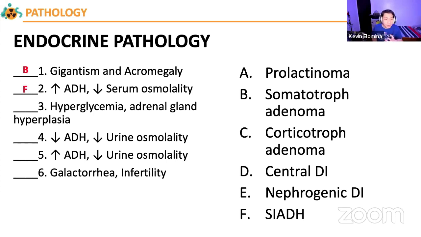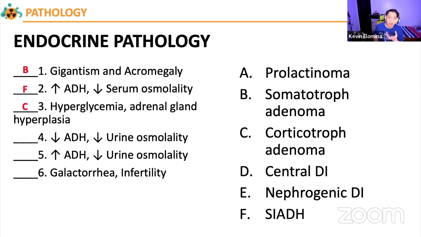Now, if you have hyperglycemia, no, and you have adrenal gland hyperplasia, that is what? That is your corticotroph adenoma. Bakit? Because it produces ACTH. Kaya lumalaki ang adrenal gland mo. Okay? Now, if you have low ADH and you have low urine osmolality, well, kasi meron kang low ADH. So, ibig sabihin, magdadiurese ka.